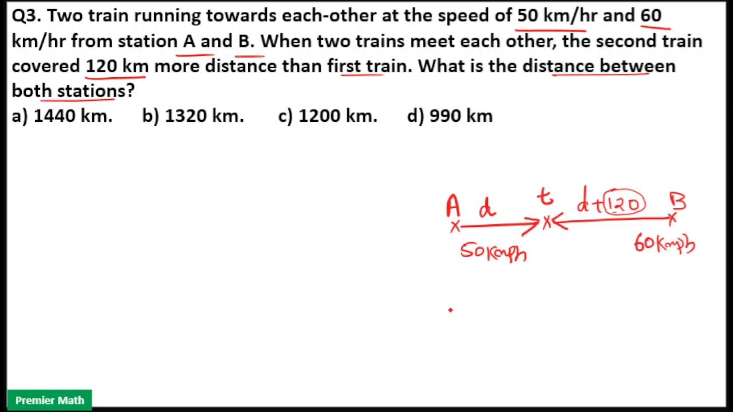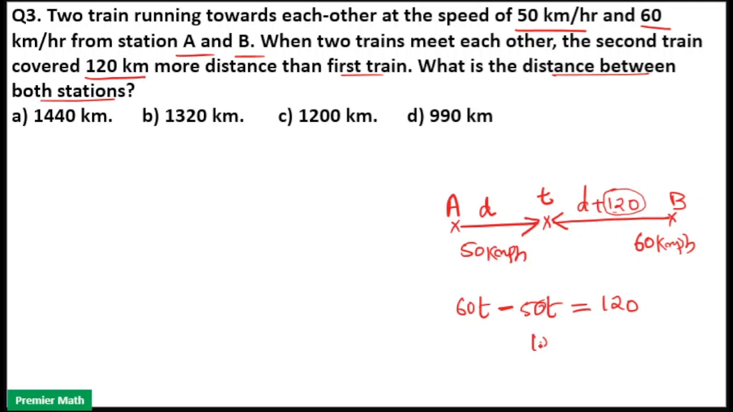That means here 60 into time taken to meet is equal to 120 plus t. So 60t minus 50 into time taken to meet, that is 50t, is equal to d. So that is equal to d plus 120 minus d, that is 120 kilometer. That is, the difference in distance here is 120 kilometer. So this is the distance formula.